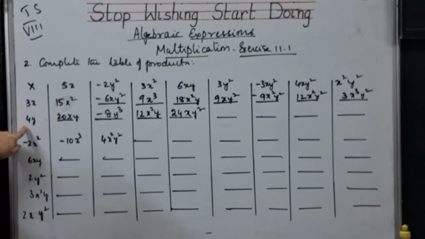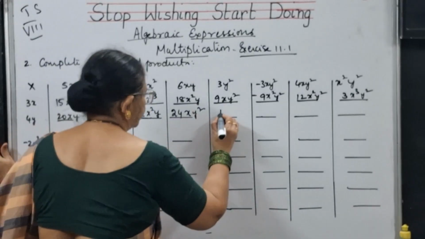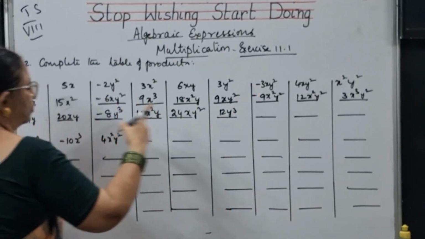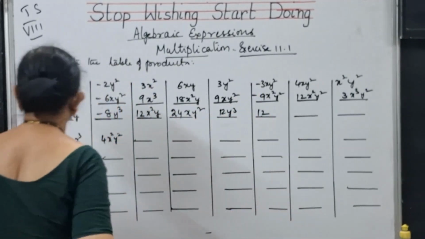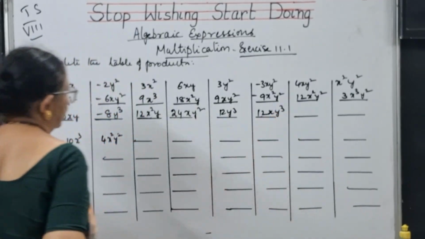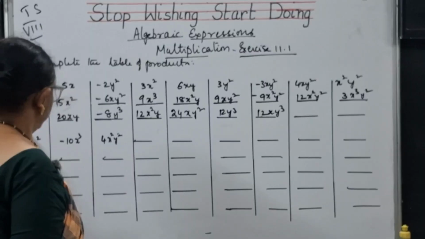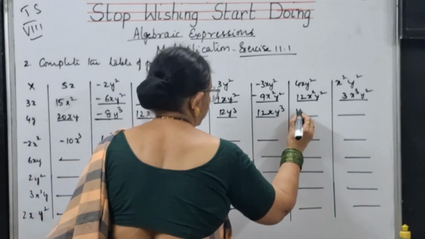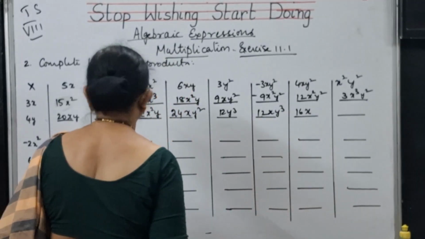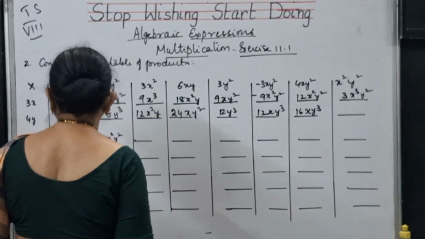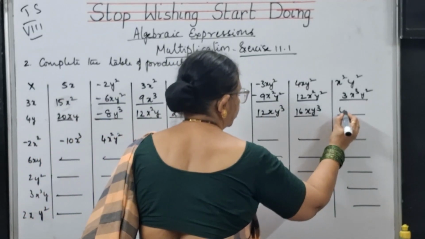Only y is there, there is no x. 3 4s are 12, y cube. Minus into plus, minus 4 3s are 12, x y cube. Y square into y is y cube. Again, both are positive signs. 4 4s are 16, x y cube. Again, 4 x square y cube.